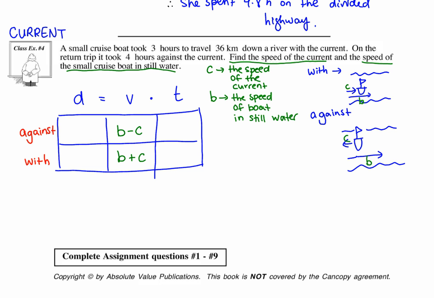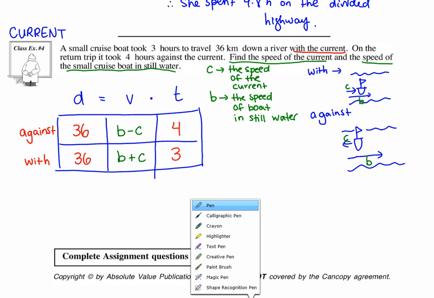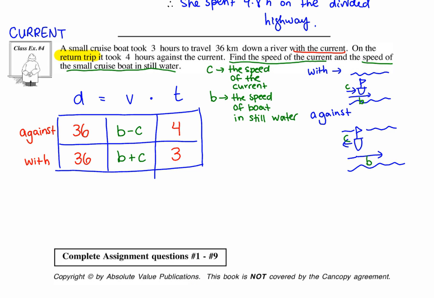What else do we know? Small cruise boat took 3 hours to travel 36 down a river with the current. So we know the time with the current is 3 and the distance is 36. Good. Against, the time was 4 and the distance was also 36. Why is it 36 as well? Returning to the same spot. It's a return trip. So you go there and then you go back.